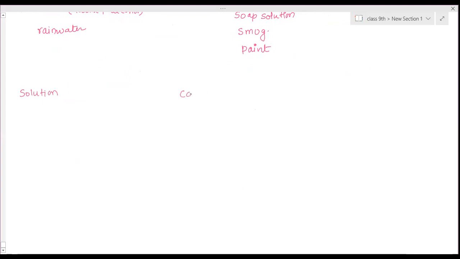Solution, colloid, suspension. First point, particle size. Ma'am, it is less than 1 nanometer. I'm not writing now. Okay, yeah, solution is a homogeneous mixture, right? Homogeneous. Colloids look homogeneous, but they are heterogeneous mixtures. Suspension is also a heterogeneous mixture.